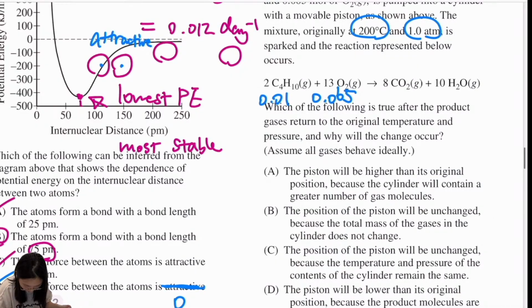And then after the product gets returned to the original temperature. Oh, okay, so they react at a ratio of 2 to 13. After these amounts of the reactants react together, it's going to produce 0.08 moles of the carbon dioxide and 0.1 moles of the water vapor.